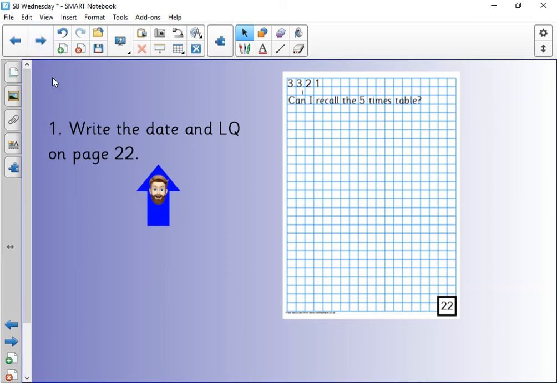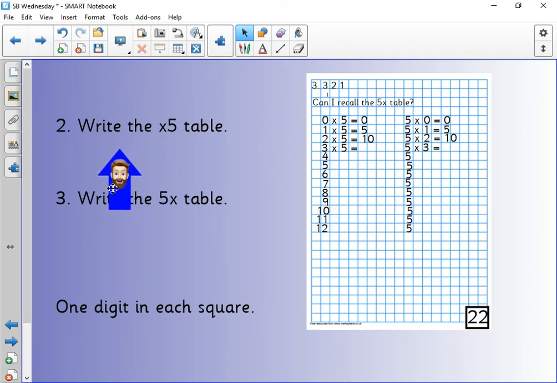Okay, so it's time for our task today. First instruction, find page 22 and write the date and the learning question in your book. Can I recall the 5 times table? Now, your second instruction is to write the times 5 table, which is the first one here. So you've got to follow this pattern.